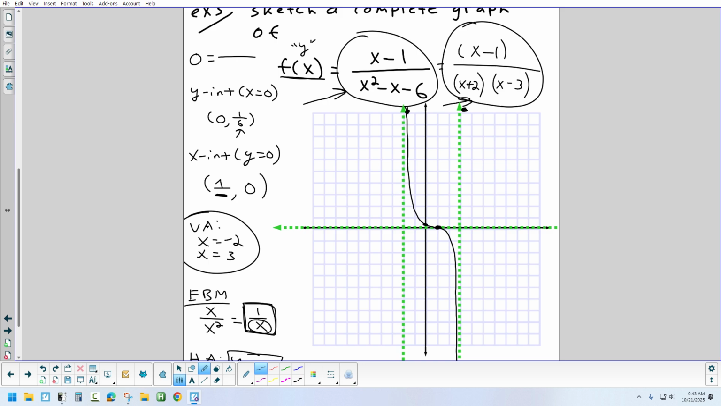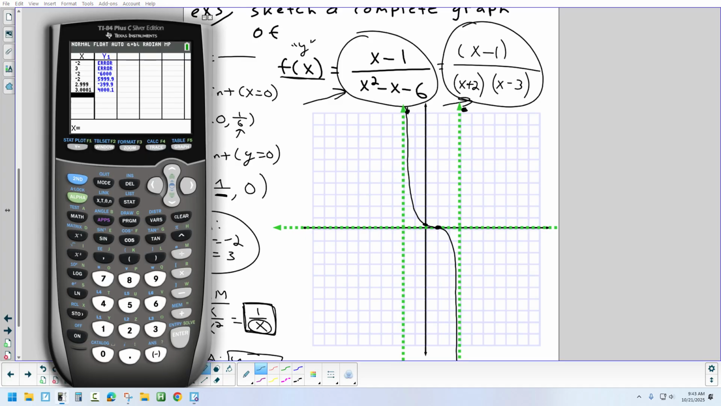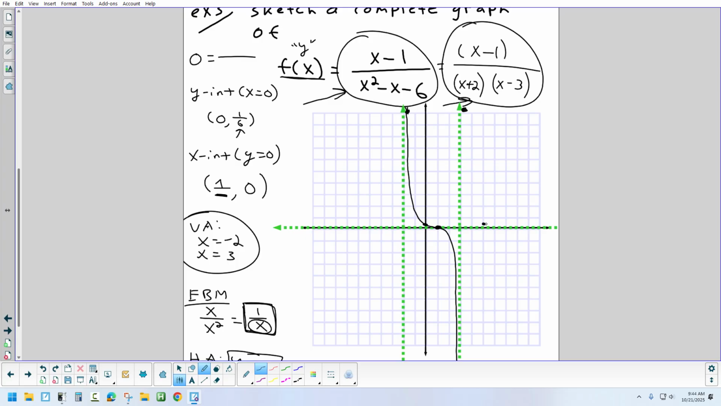I would say 1, 2, 3, 4, maybe 5. Let's plug in 5 for x, just get another point. 5, and then we're at about 0.3. So 1, 2, 3, 4, 5. We're at about 0.3. Okay, so I need to connect these 2 dots, but I can never cross the vertical asymptote. Okay, that's important to remember. You can cross horizontal. You never cross a vertical asymptote when you're sketching. Never.